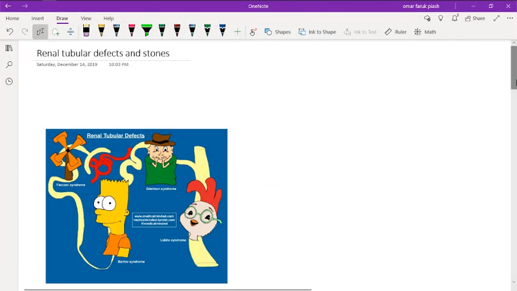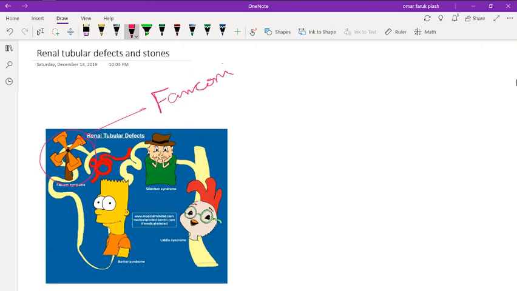Now I would like to discuss renal tubular defects. First of all, Fanconi syndrome. Fanconi syndrome occurs in the proximal convoluted tubule. What happens in Fanconi syndrome? There is a generalized reabsorption defect in the proximal convoluted tubule.